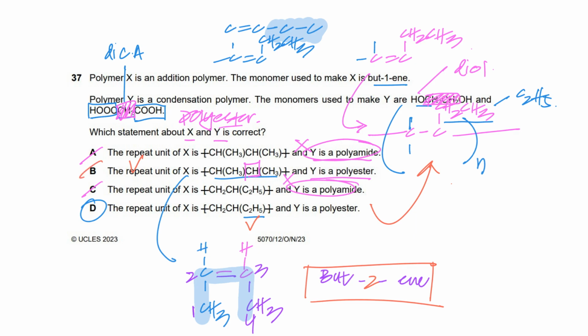Therefore, B is wrong because B is not the repeat unit. The repeat unit should look like this, like I've shown here. CH2CH3 effectively is C2H5. You could have also written it like this.